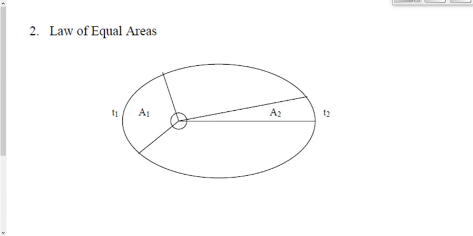Now the next one, that seemed a little bit confusing. The next one's going to seem even more confusing, at least the diagram is. So just wait to write this one down as well until I explain it. The second one's called the law of equal areas.